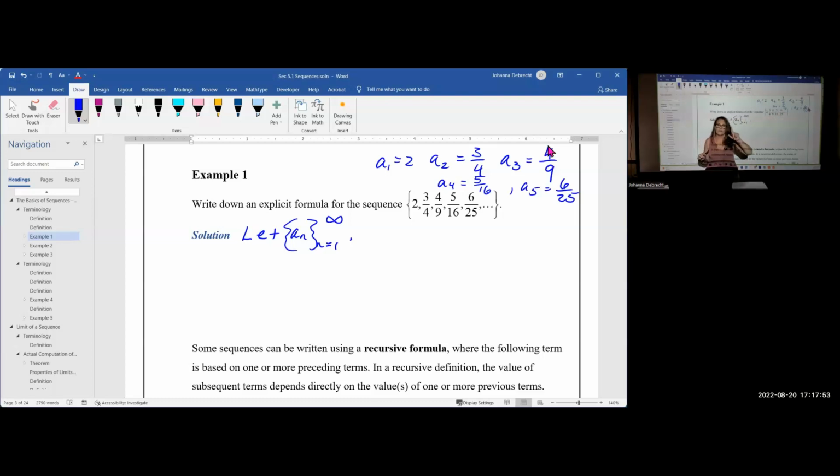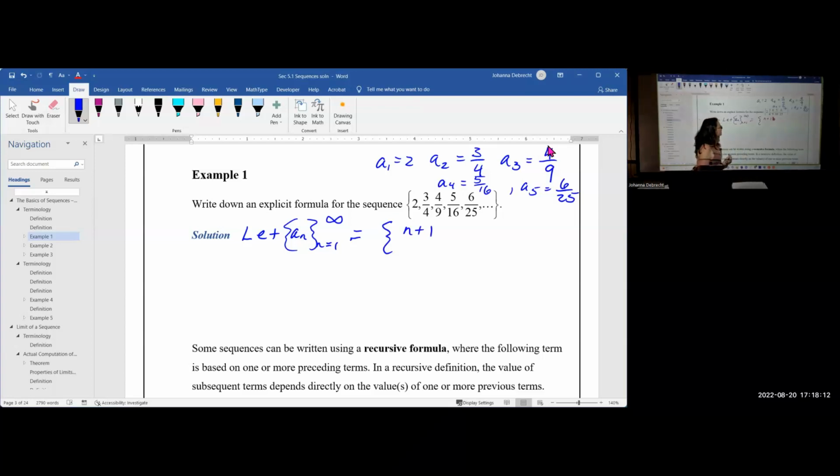Does it also work for the first one? A sub 1 is 2. Yes, 1 plus 1 would give me 2. So that looks like I can take the subscript n and add 1 to it to get the numerator. So this is going to give me n plus 1 in the numerator.